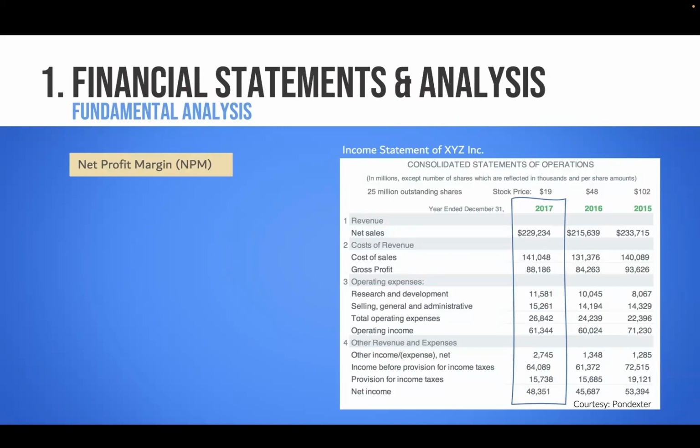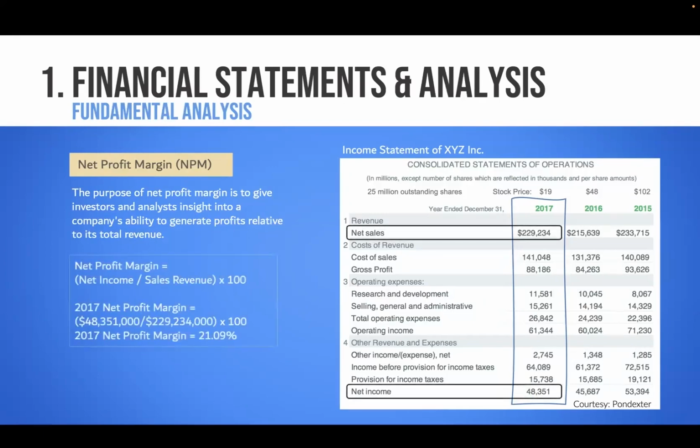So what we are doing here is net profit margin. How much did the company make? What was that percentage margin compared to the total revenue? So the formula is nothing but 48 million is what proportion of 229 million in sales. So in that year, they made this much, but this is the real profit.